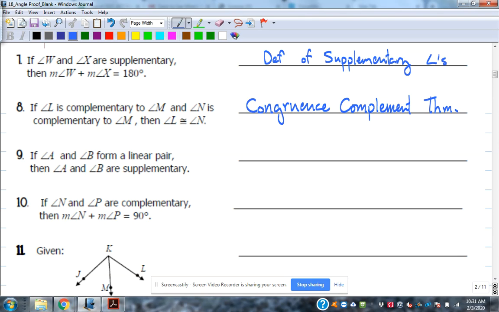Number 9, angle A and angle B form a linear pair. Then angle A and B are supplementary. Supplement theorem. Remember, supplement theorem has to have a linear pair involved. Doesn't have to be a linear pair to be supplementary angles, but to use the supplement theorem, they do have to form a linear pair, which means they have to be adjacent to each other. Number 10, angle N and P are complementary, then their measures add to be 90. Yeah, definition of complementary.